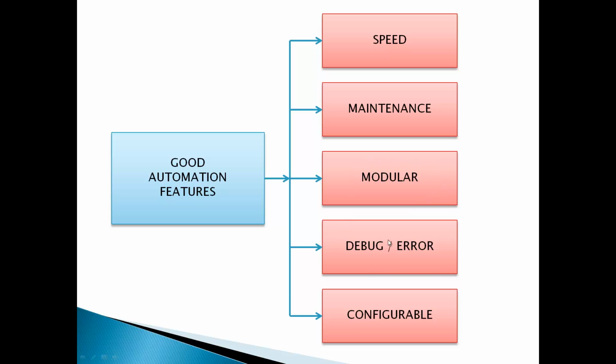Debug and error. So why is debug and error even important? Debug and error is probably one of the most important features of a good framework. Many would argue that. Why? Because when a test fails, if you have no idea what the failure is, then that test has given you effectively zero value.